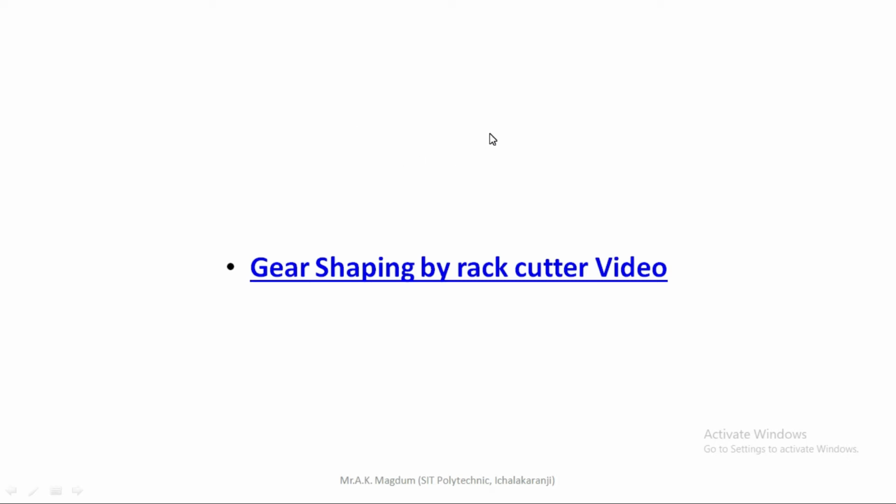All of you observe carefully how gear shaping with the help of a rack cutter is carried out in industry. In the previous slide you observed the animated video, but in this video you can observe how the industry practice is going on, or how the rack type cutter looks. You can observe the details in this video. I will start this video. You observe carefully.